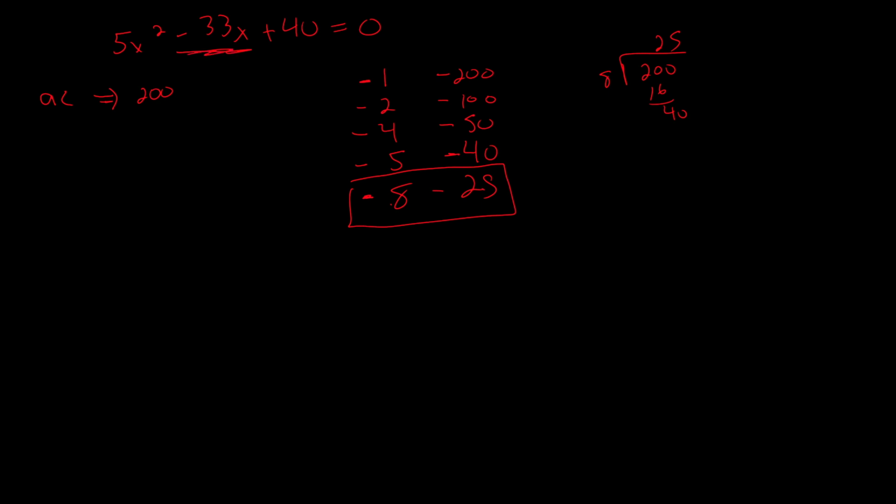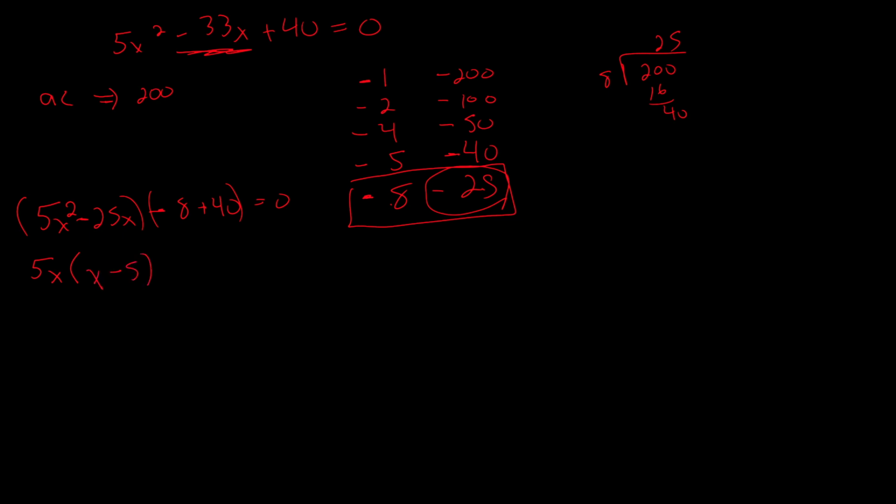So I'm going to swap these over, and because I know I'm factoring by grouping, I want to put the negative 25x there. Right? I want to replace the 33x with these two numbers. And then minus 8x plus 40 equals 0. I'm going to group, right, my AC method here, and I'm going to pull out a 5x. Whoops, I'm sorry, that's x squared, right? 5x squared, my bad. And that's going to leave me with x minus 5.